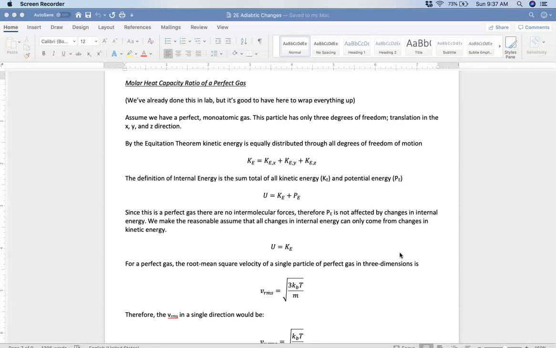First, to make our lives easy, we're just going to assume we have a perfect monoatomic gas. We've discussed this before. This particle is only going to have 3 degrees of freedom, so it can only translate, in the x, y, and z direction.